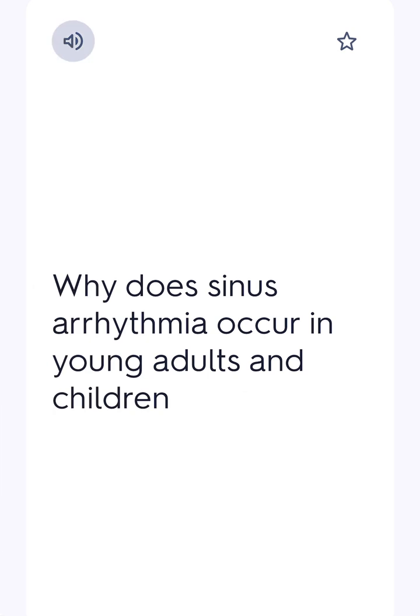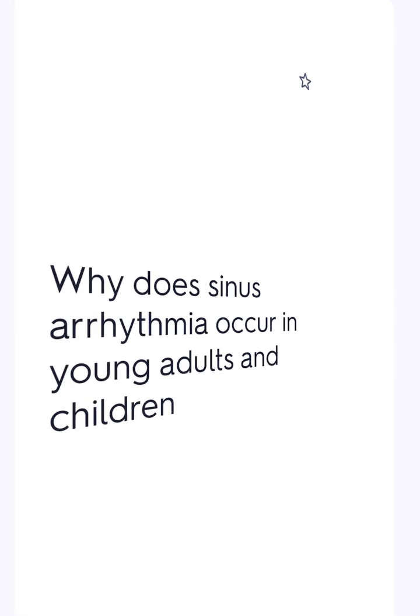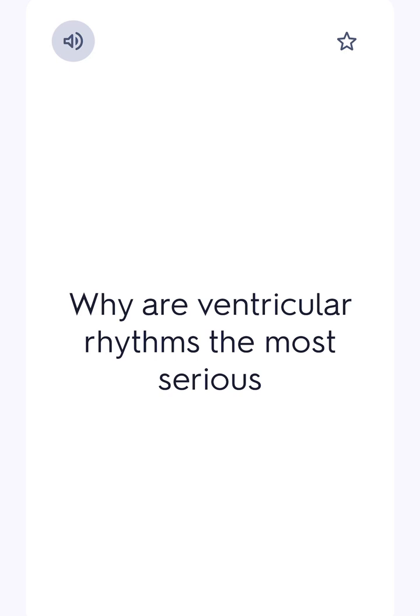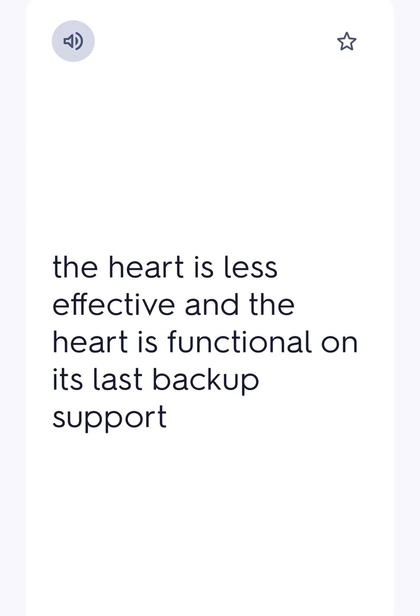Why does sinus arrhythmia occur in young adults and children? Increasing intrathoracic pressure increases vagal tone, resulting in a brief time where the heart beats slower, but then when decreasing intrathoracic pressure occurs it restores vagal tone, and then the heart rate increases again. Why are ventricular rhythms the most serious? The heart is less effective and the heart is functioning on its last backup support.